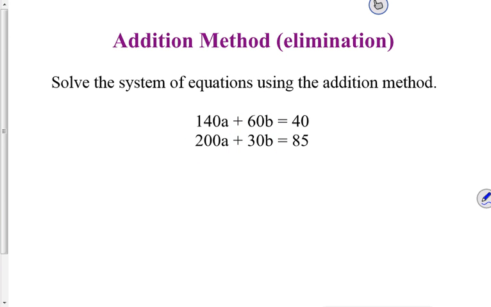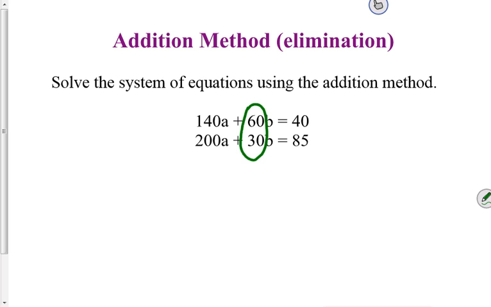Now, the next thing is to decide which variable you want to eliminate. In this case, either the A or the B. And it doesn't matter which one you eliminate. But oftentimes, one of them is a little bit easier to eliminate. For instance, in this case, eliminating the variable B is going to be a little more simple than eliminating the A. In order to eliminate the variable B, I need to have the same coefficients with opposite signs.